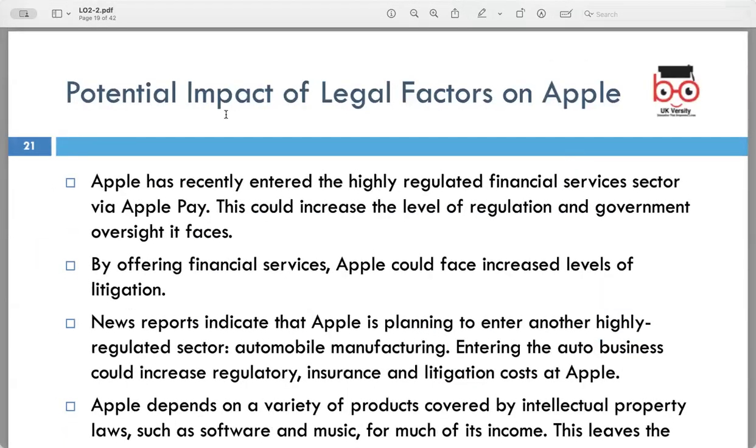Potential impact of legal factors on Apple. Recently, Apple Pay marks the company's entry into the highly regulated financial services sector, which Apple has lately entered. This may result in an increase in the amount of regulations and oversight that it is subject to from the government. Apple may be subject to a higher level of competition if it continues to provide financial services legislation.